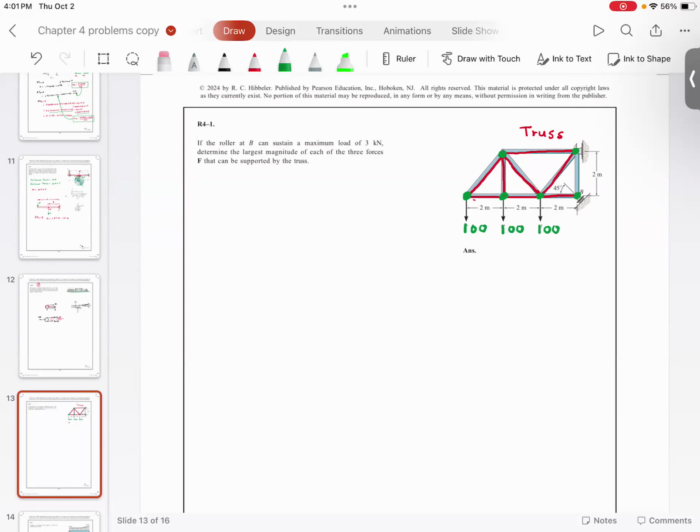Now, one thing I want you to note is that there is a hinge on top. Whenever you have a hinge, that means you have a horizontal force, AX, and a vertical force, AY. And secondly, you have a roller. Whenever you have a roller, you have only one force, which is perpendicular, in this direction, which I'm going to call B.